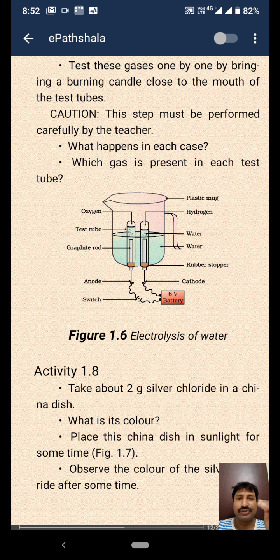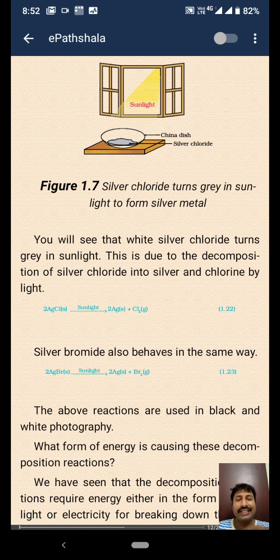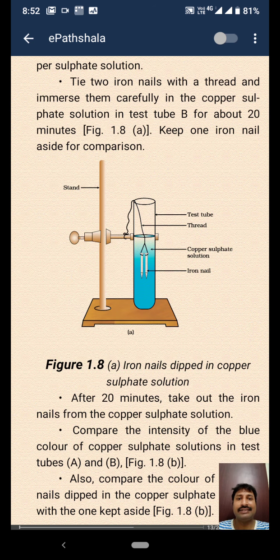electrolytic decomposition, example, water. Water, when it is electrolysed, it will give out hydrogen and oxygen gas. Okay, so that is electrolytic. And photolytic decomposition reaction, that is silver bromide. When it is kept in sunlight, it will give out silver and bromine. Okay, so this is a very easy example.